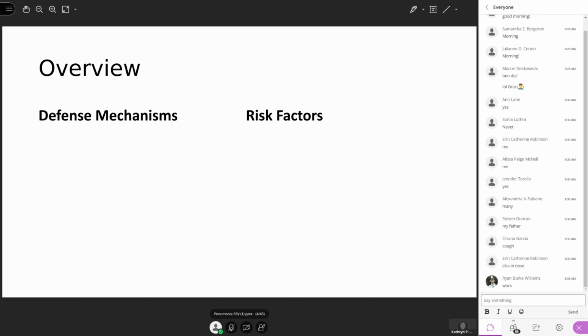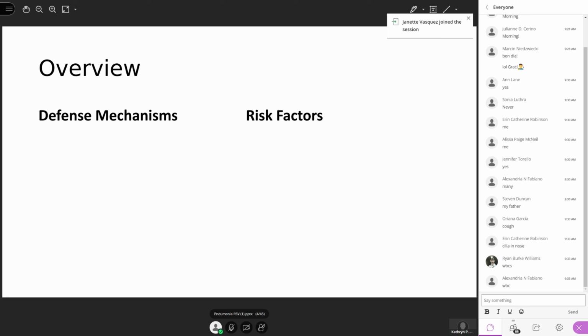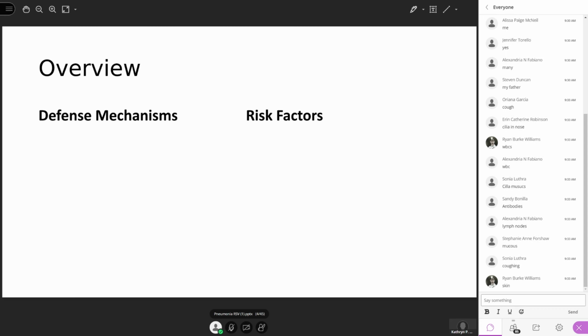And there's a bunch. Besides immunizations, white blood cell counts. Yeah, your white blood cells are going to go and fight antibodies. Coughing, excellent. Cilia, I saw. I'm not sure skin is related to pneumonia, Ryan. It's absolutely a defense mechanism to infection.